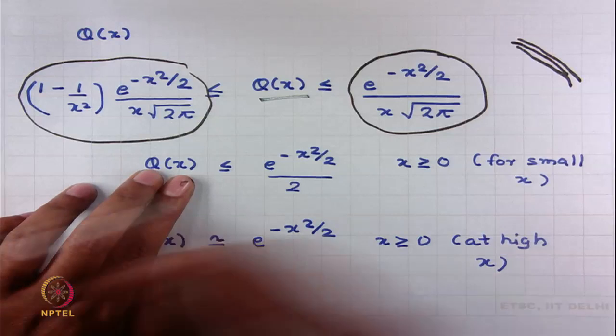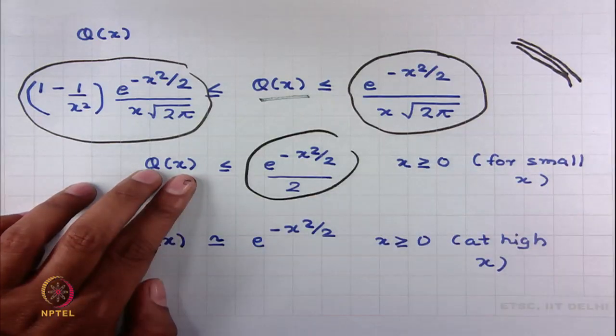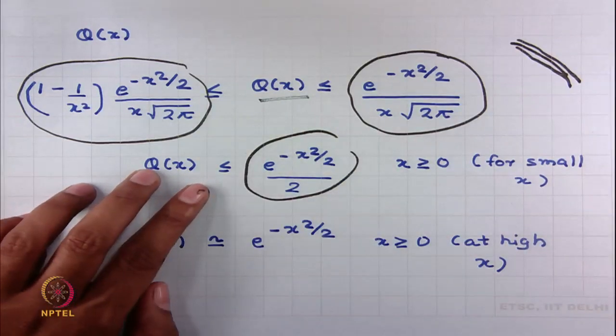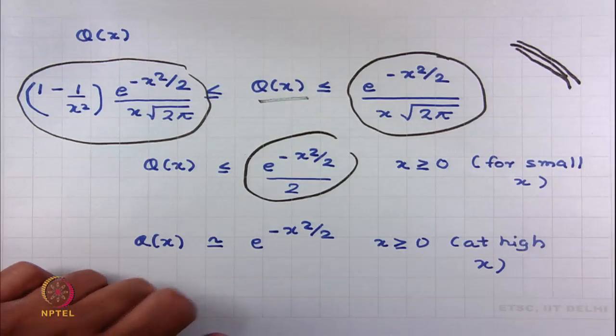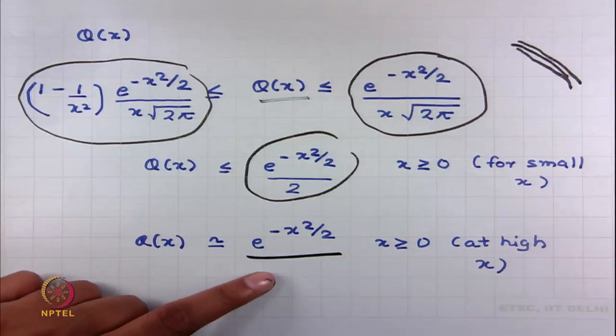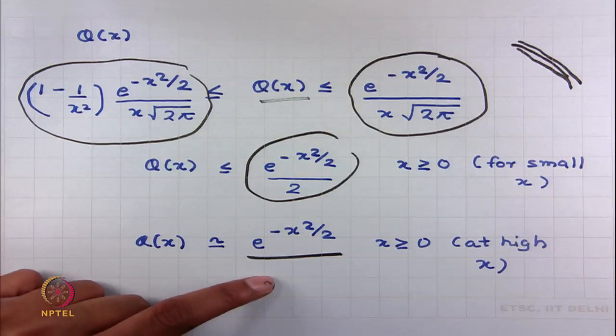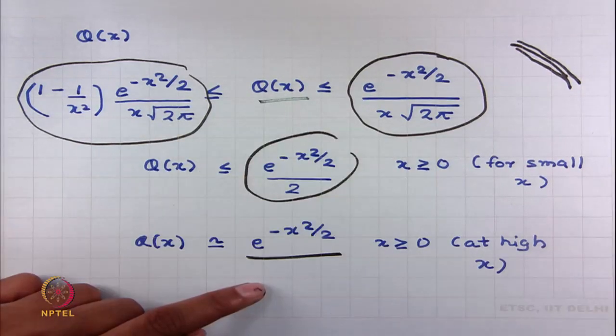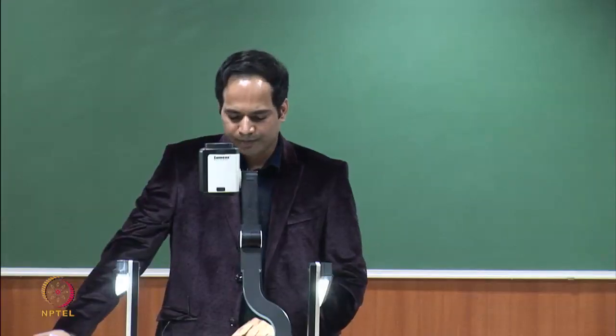You can also use this bound if x is small. You can think about Q of x as being less than this thing, or if your x is pretty large, you can also approximate Q of x as this function, right. So, there are several approximations of this Q of x that exist in literature, and you can use one of them appropriately as per your convenience. It depends upon which region you are interested in, whether you are trying to find Q of x if x is small, or whether you are trying to find Q of x if x is large.